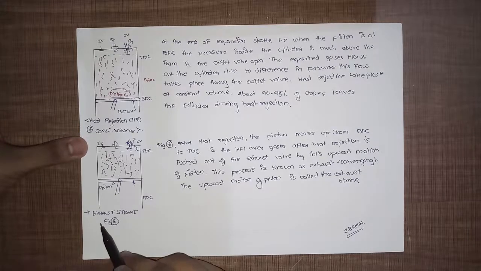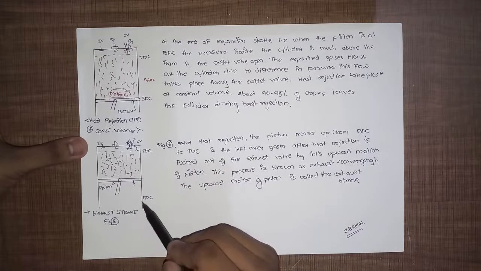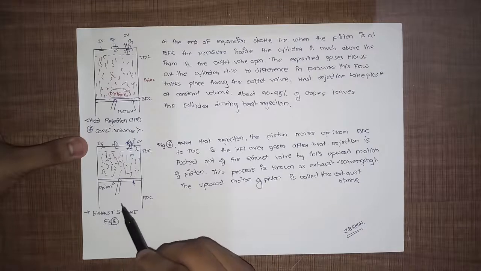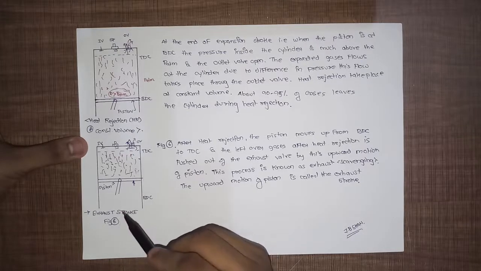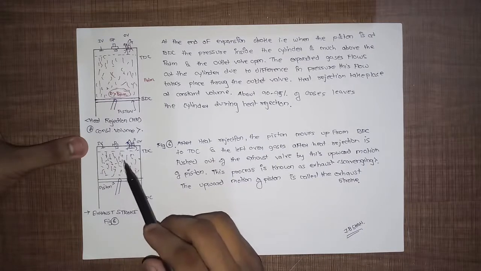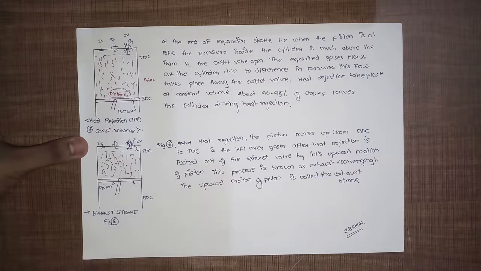Not only that, at the exhaust stroke, after the heat rejection, the piston moves from BDC to TDC. Here we are giving power to the piston for its movement. The remaining gases are removed by the piston from the engine cylinder. The process of removing exhaust gases from the engine cylinder is known as scavenging.